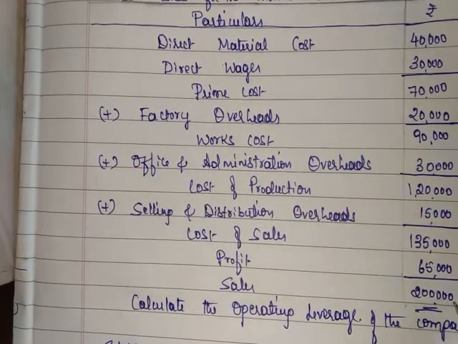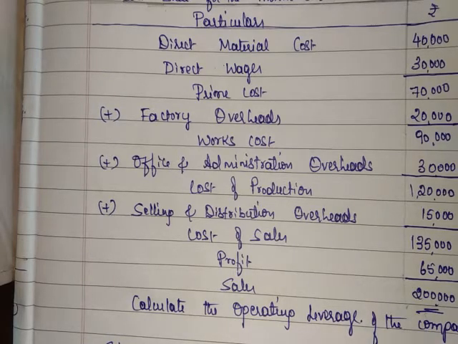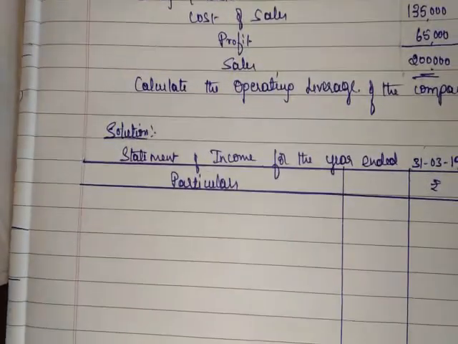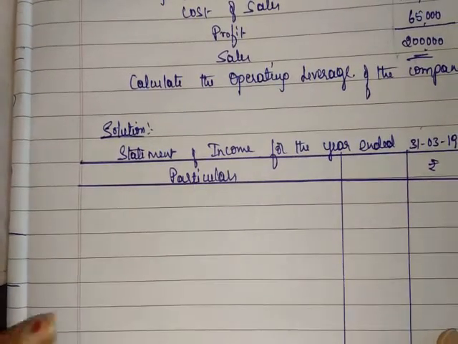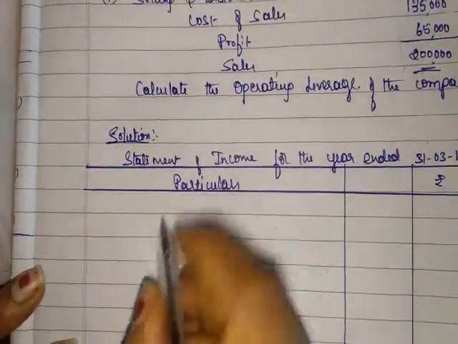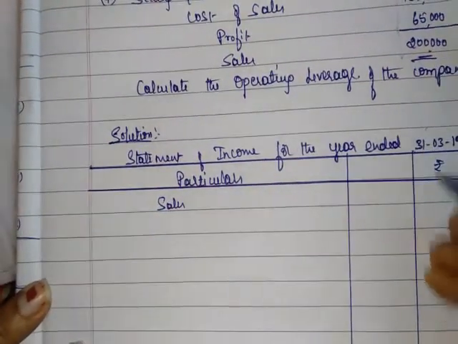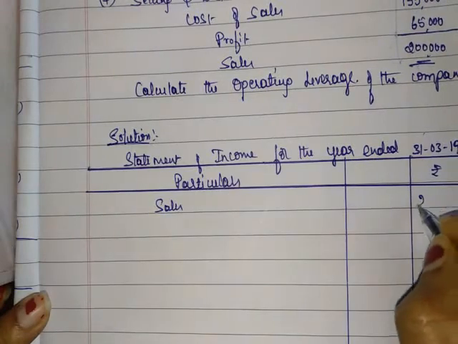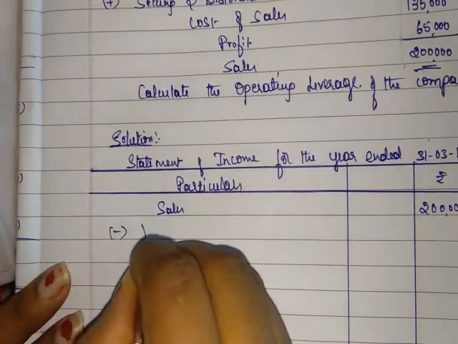So first, in the statement of income, we write sales. That amount we get from the cost sheet at the last. So that is here. Statement of income for the year ended 31st March 2019. Particulars in a column and amount in another column. First write sales, which is directly given here. It is 2 lakh.